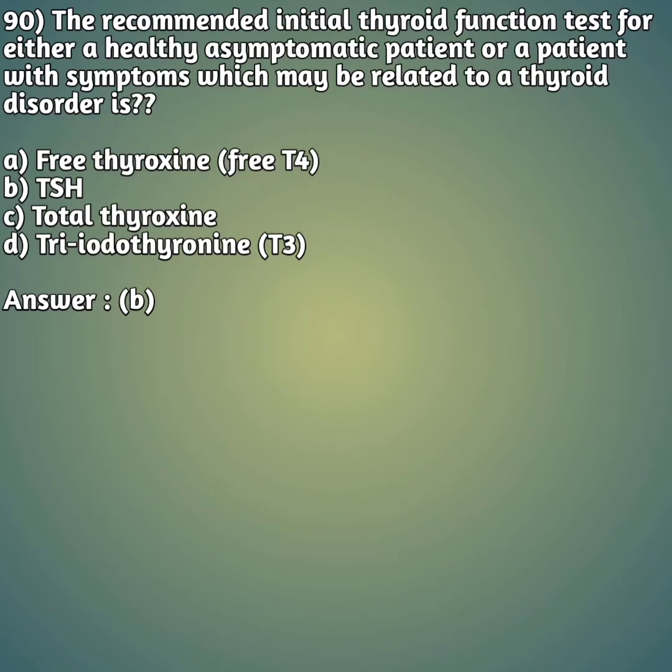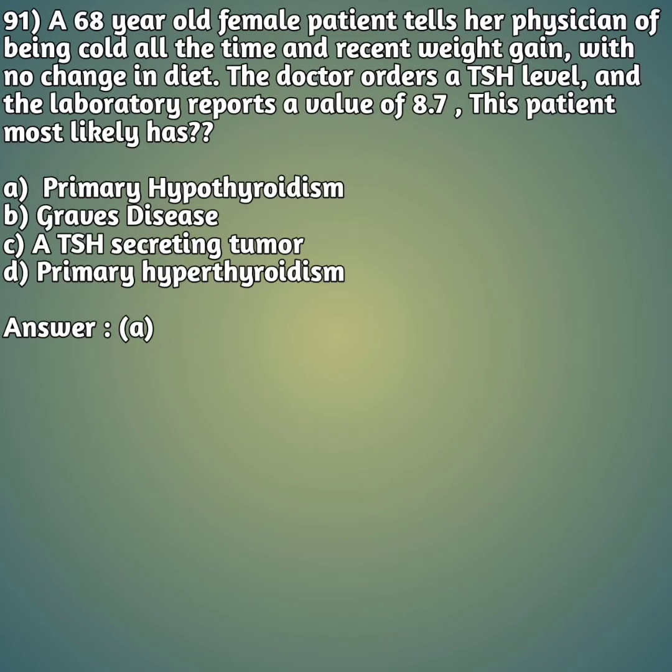The recommended initial thyroid function test for either a healthy asymptomatic patient or a patient with symptoms which may be related to a thyroid disorder is option A, free thyroxine, that is free T4. Option B, thyroid stimulating hormone, that is TSH. Option C, total thyroxine, that is T4. And option D, tri-iodothyronine, that is T3. So the right answer is option B, thyroid stimulating hormone. Next, moving on to our next question.